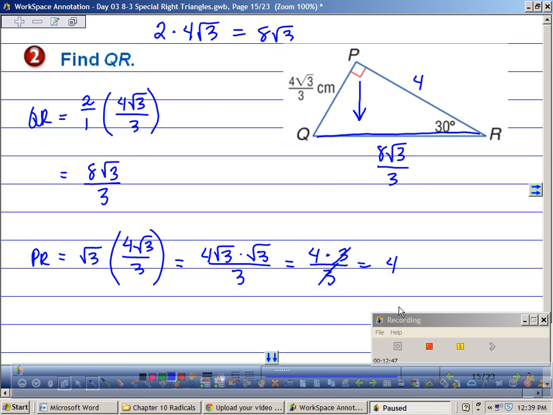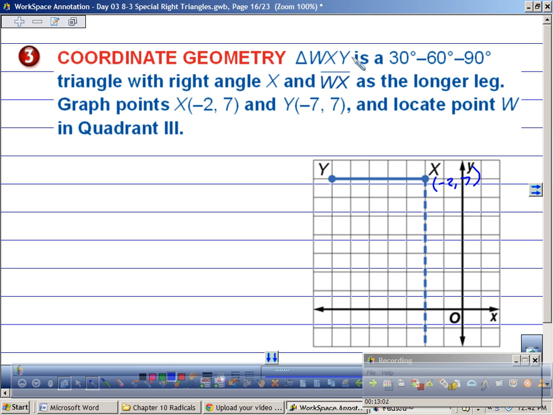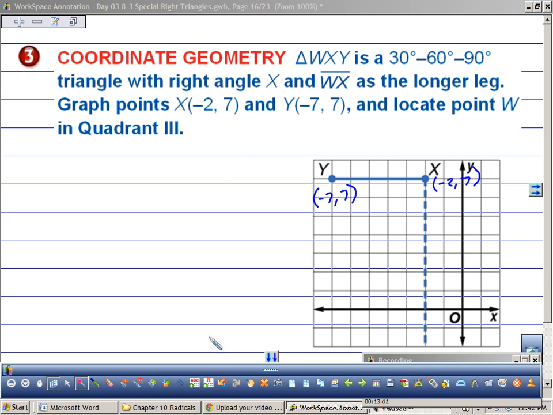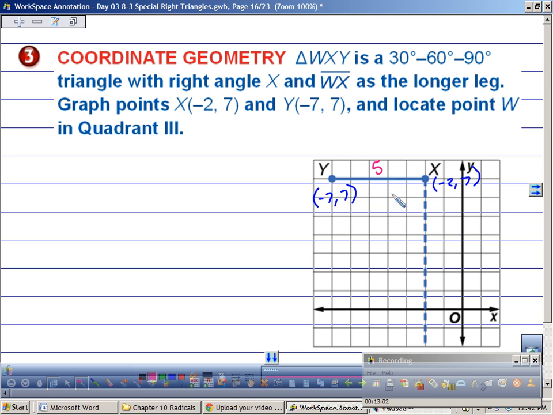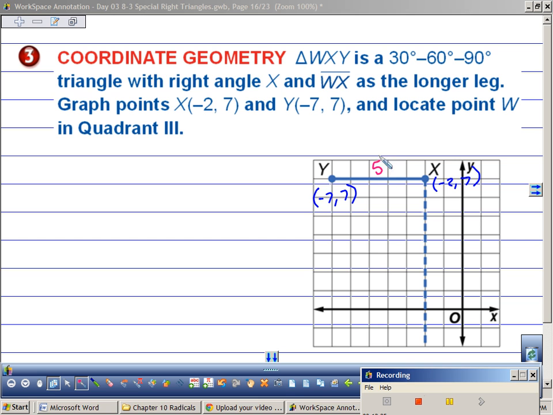Okay, so here's our last example. It gives us that x is at negative 2, 7. Just pay attention. It also gives us that y is at negative 7, 7. With that, I don't need to use the distance formula to figure out how far it is from here to here. It's 5, right? So then it already told me that this is a 30-60-90. It already tells me that this is the shorter leg. So if this is the shorter leg, how much longer is this side than this side?